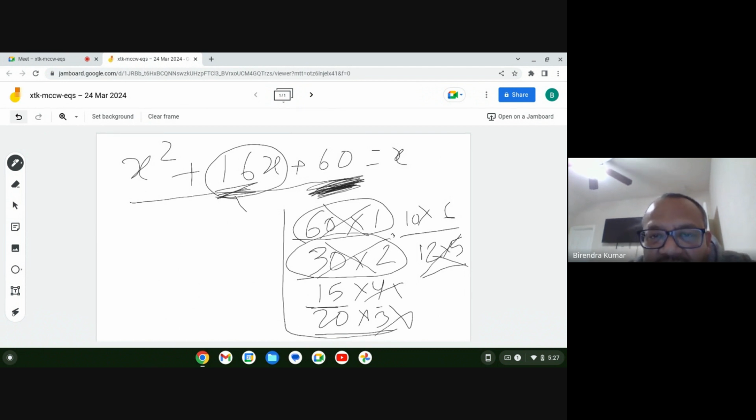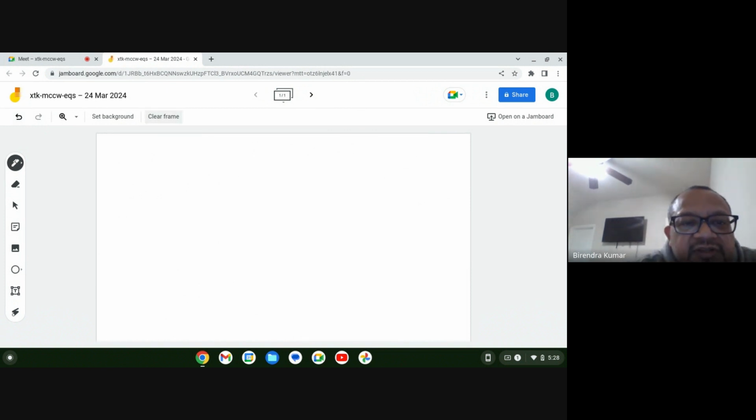So 10 into 6, 10 plus 6, 16. Yeah, this looks like a possible option. So what you have to do, if you have to split this as a factor, is look at the constant value and find out the factors of that. And if any of the factors add up to the middle number, that is what will be your possible option.